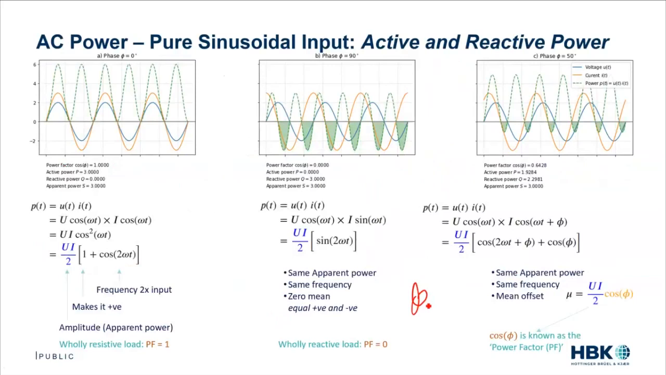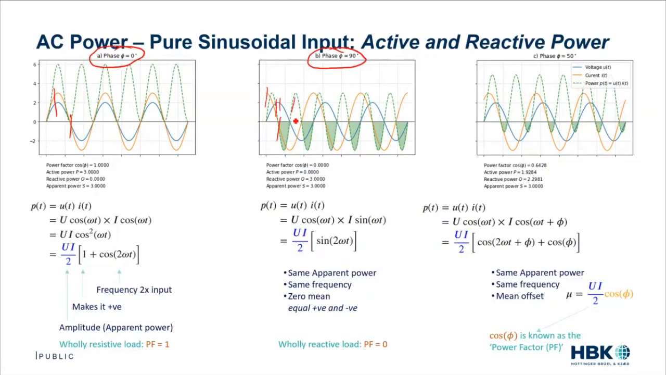Oh, there it's back. So on this next page, I just want to summarize what we've gone through so far. Voltage and current, zeros and peaks line up. We get all real power. Our phase is zero. Phase is 90 degrees. Our voltage and our current are perfectly out of phase. Peak of voltage lines up with zero current.